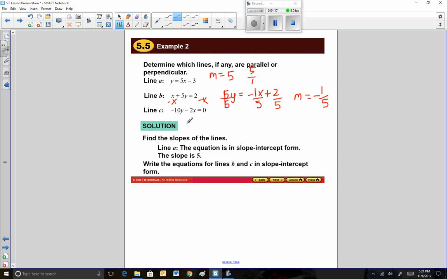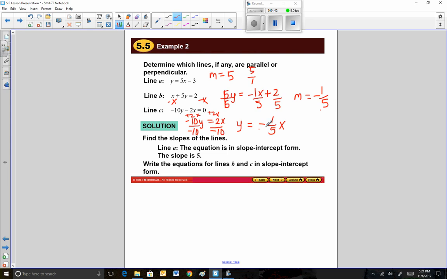Let's take a look at line C. We're going to rearrange it to get it into slope-intercept. So -10y equals, add your 2x, so we get 2x on the other side. Divide by -10. So y equals -1/5 x.